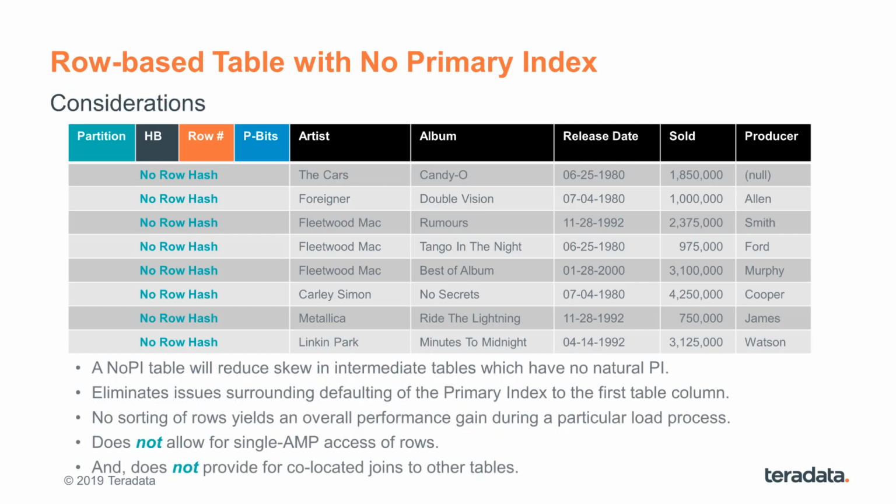What does this mean from the considerations point of view? A no PI table will reduce skew in intermediate tables that have no natural primary index. This in fact is actually why the no PI feature was created to begin with.